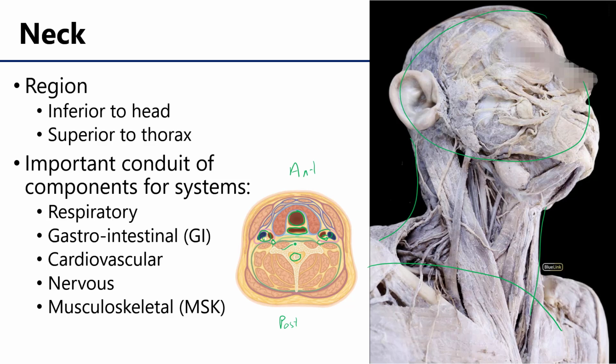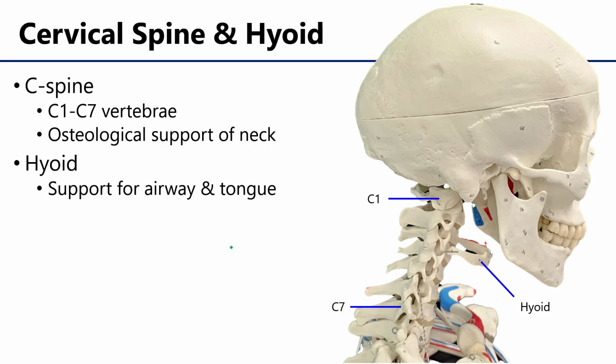So here we can see a vertebrae and the muscles which are surrounding that vertebrae. So various muscles of the neck, which we will discuss. So let's think of that osteological substructure of the neck.